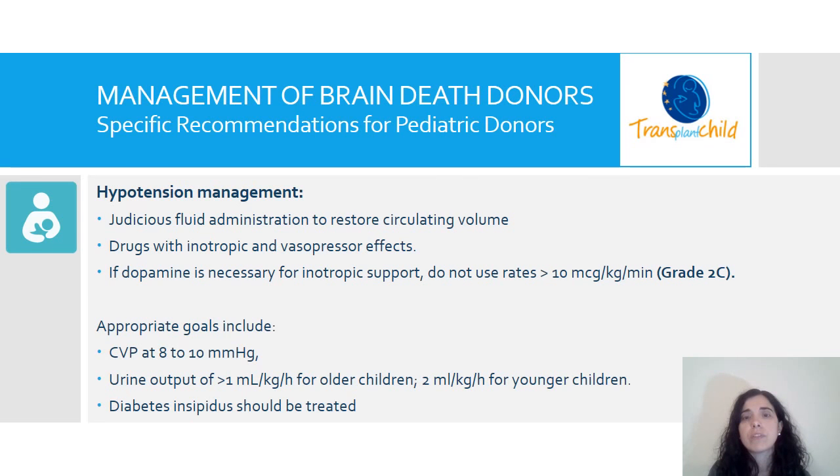Hypotension is almost universal after neurologic death and is typically managed with a combination of fluid administration to restore circulating volume and drugs with inotropic and vasopressor effects. Sometimes fluid challenges are necessary, but we should remember that the use of synthetic colloids is discouraged as they can potentiate renal failure. Glucose-containing fluids should also not be used for volume expansion because these may promote osmotic diuresis.